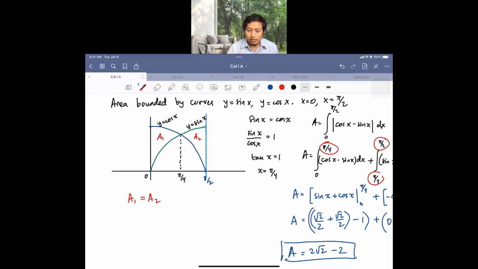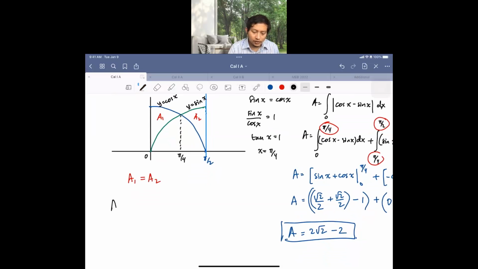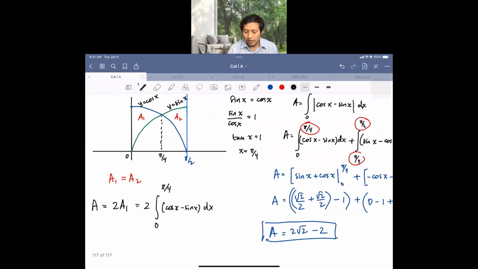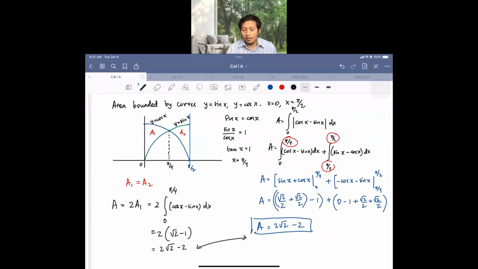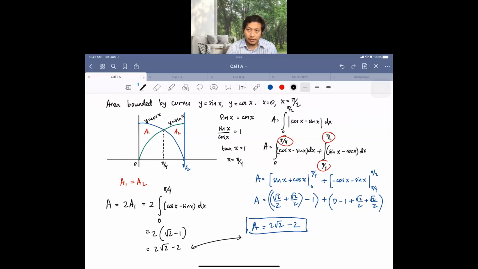By symmetry. So basically what I want to say is you can say that the area is twice A1, which means that if we want to calculate from 0 to pi over 4, we will have 2 times the integral of cos x minus sin x dx. And if we calculate from here, we see that this will be equal to 2 times square root of 2 minus 1, and this is practically the same. Okay? So in area, if you can find the symmetry, my suggestion is to use that symmetry because your calculation will be much simpler and you can easily integrate within the interval.